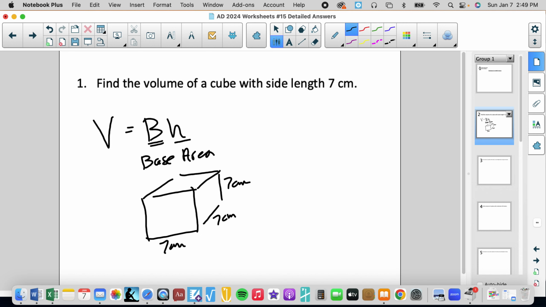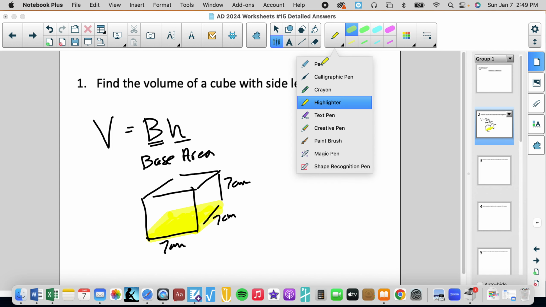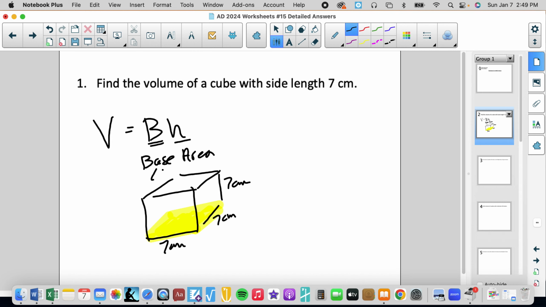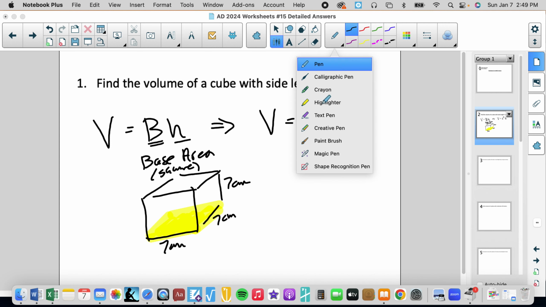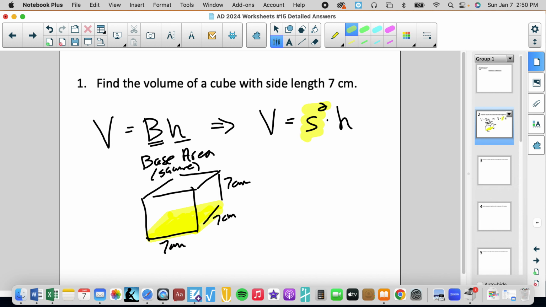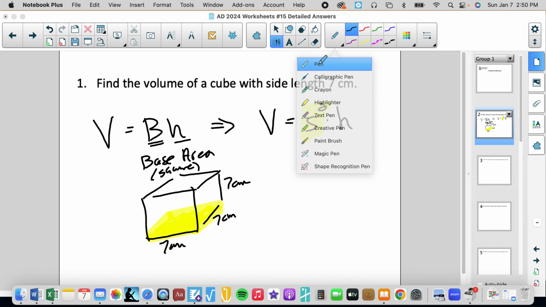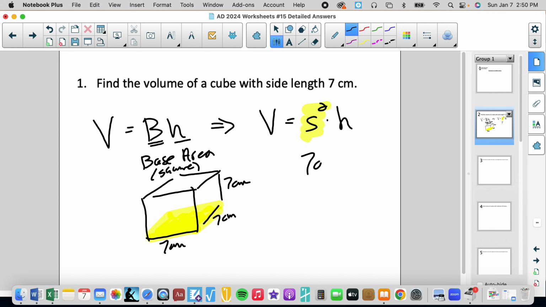So when I talk about the base area, I'm talking about the base of the cube. That's the bottom part. So the base shape is a square. So we would turn this equation into s squared, because that's what the area of a square would be, times the height. So s is going to be the base. That's this, the yellow bottom. So s is a side length, so that's (7 centimeters) squared times the height.